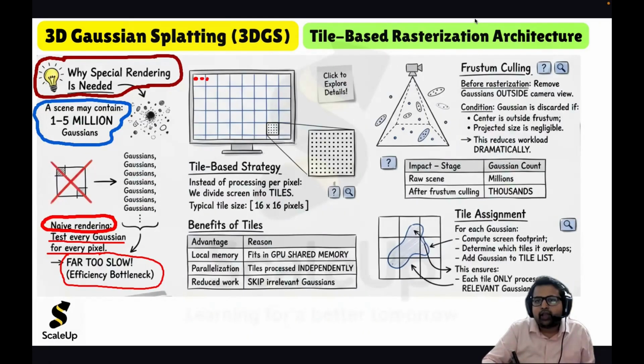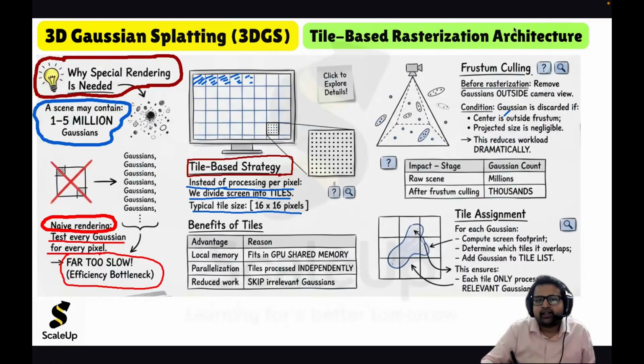So that's why I have to bring some parallel computing into the picture, and some innovation in the strategy. And that is what the tile-based strategy is about. In the tile-based strategy, I am breaking the scene into tiles. So instead of processing per pixel, we divide the screen into tiles. Typical tile size is 16 by 16 pixels. So I will break it into tiles, 16 cross 16, so 256 pixels at a time.